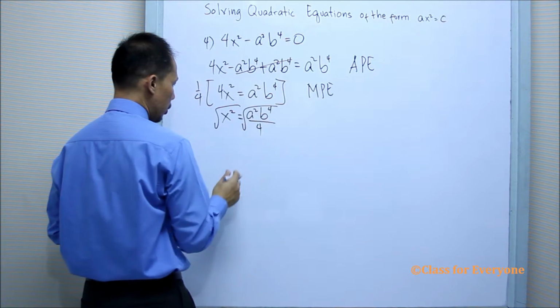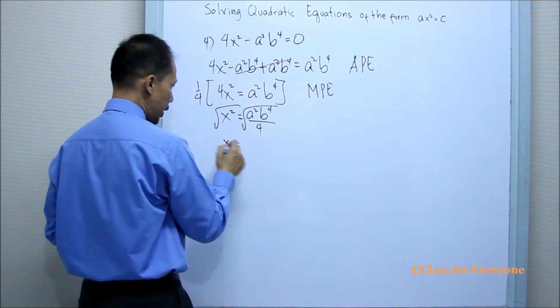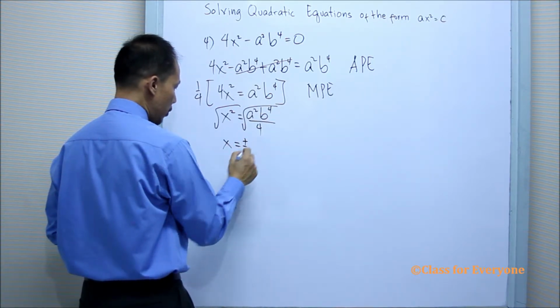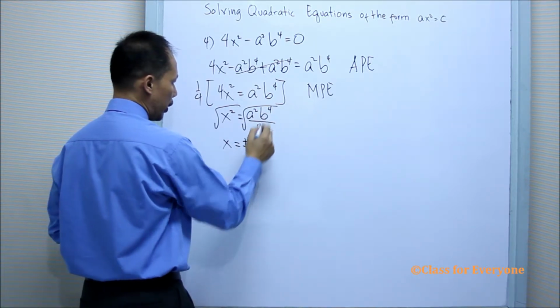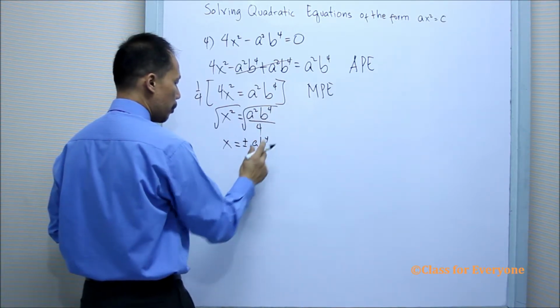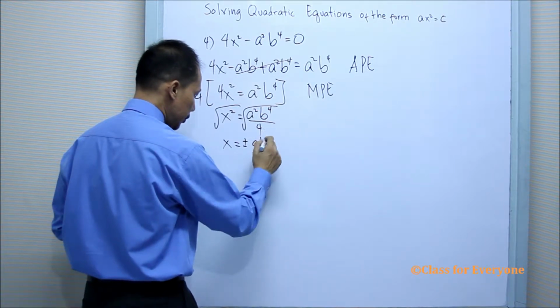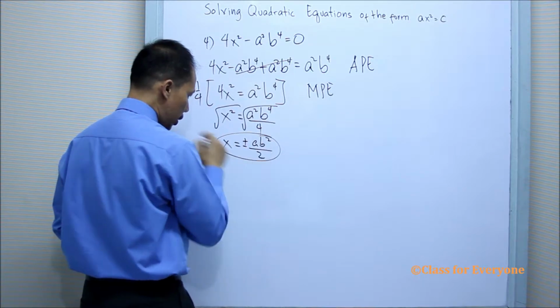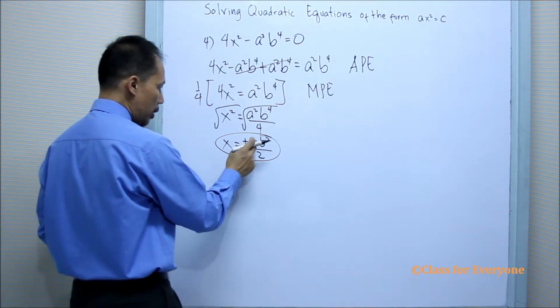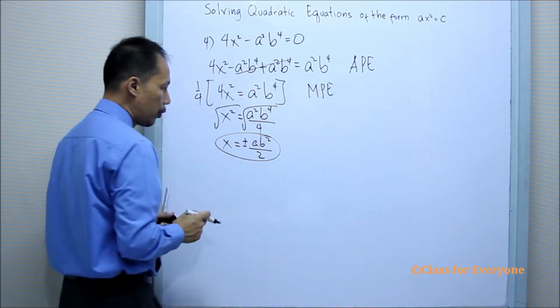Getting the square root, the left side will be x, the right side will be positive, negative. A squared is a perfect square. B to the fourth is a perfect square, so that will be b squared. 4 is a perfect square, it will be 2. The roots are positive, negative, a, b squared all over 2.